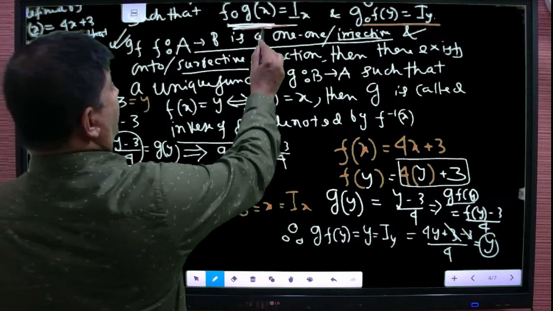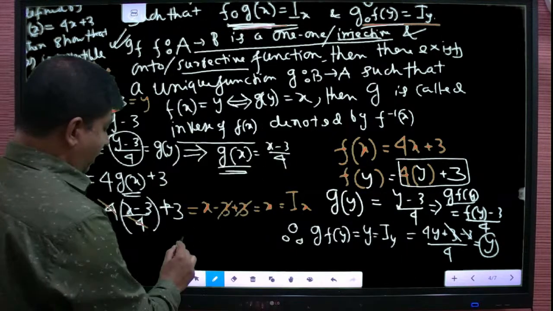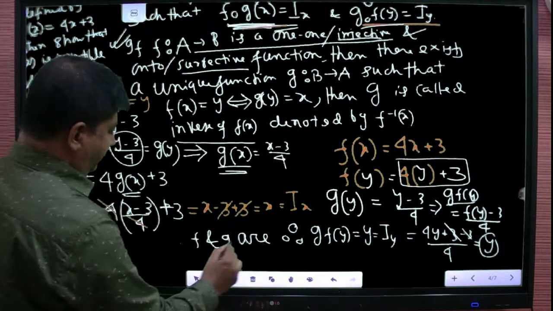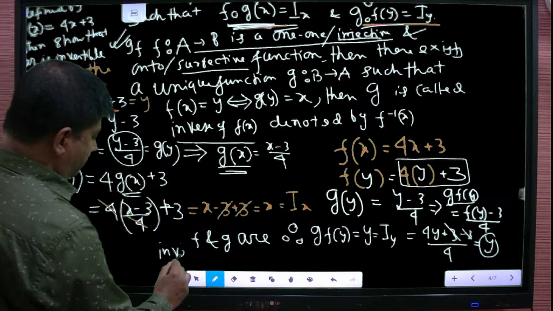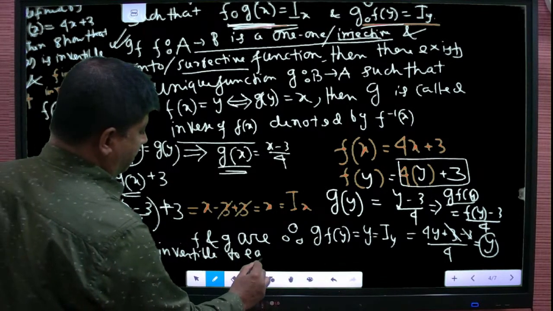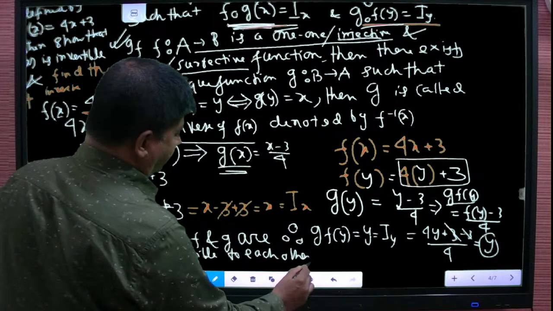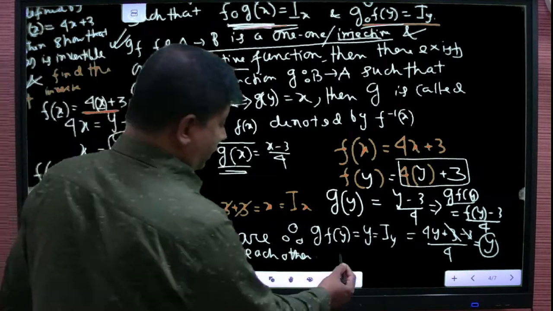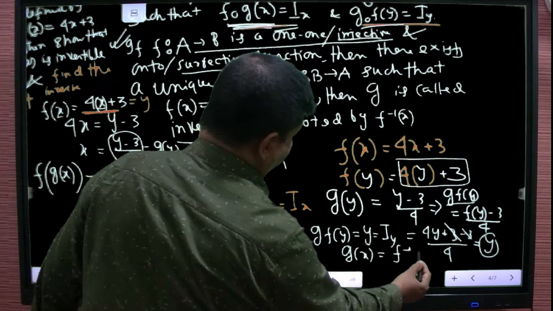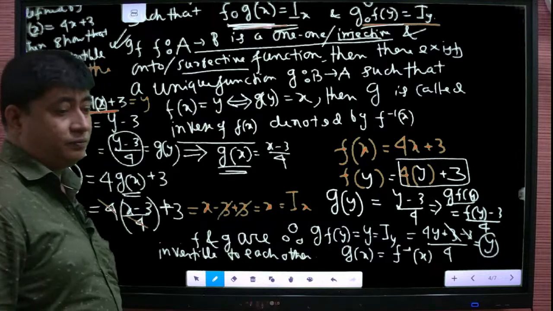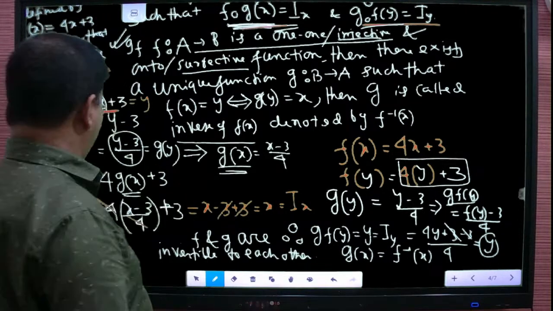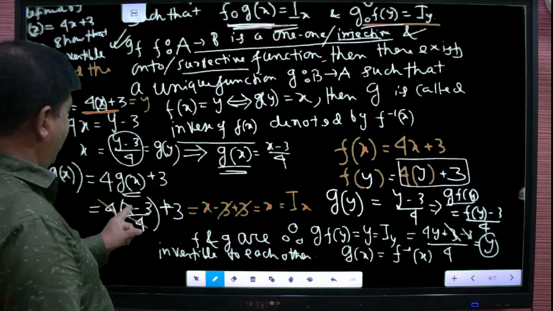So both the conditions are fulfilled. Therefore, f and g are invertible to each other. Therefore, g(x) is nothing but f inverse x. And you only have to find f inverse x. So f inverse x, the g(x) was what? x minus 3 by 4.